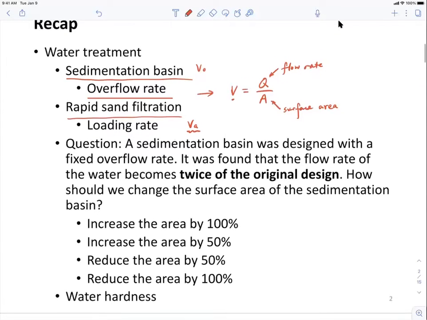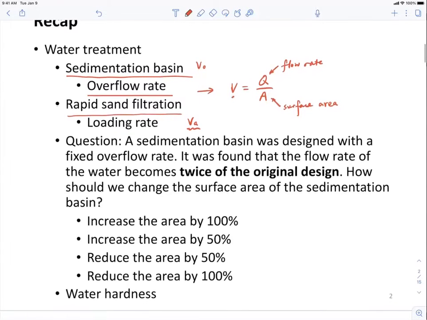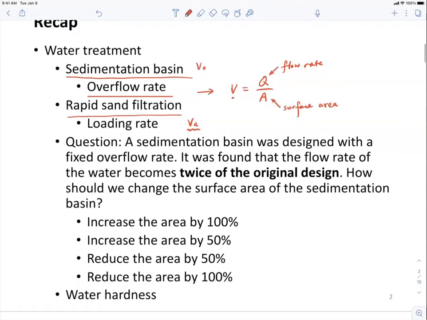So here I have a quick quiz question, okay? So it is asking what's going to change if we suddenly decided to change the flow rate of the sedimentation basin, okay? So basically it's saying that a sedimentation basin was designed with a fixed overflow rate. So it was found that the flow rate of the water becomes twice of the original design. So how should we change the surface area of the sedimentation basin? So here are four answers here. And this is going to be the first quiz of our class.